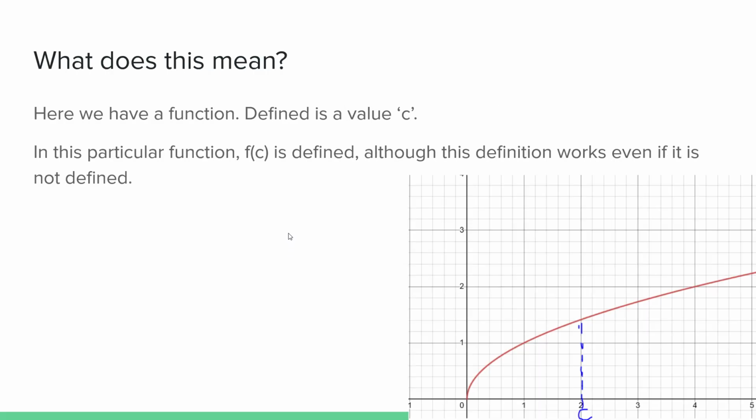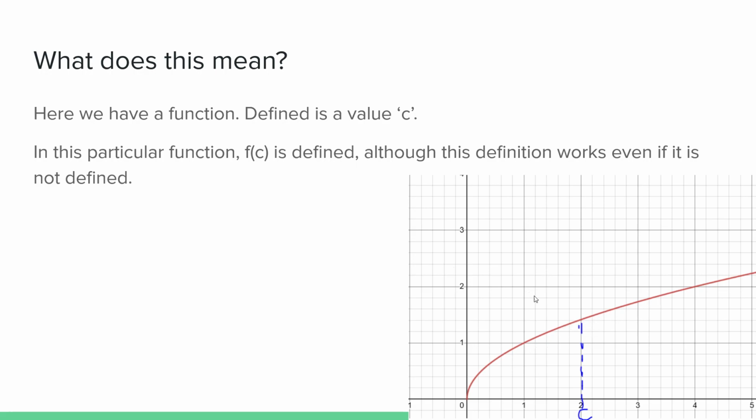So what does that mean? Because that's a lot of words. Well, here we have a function, which is this red line, and we're defining a value of c in this function. And we want to know what the limit as x approaches this value of c is.